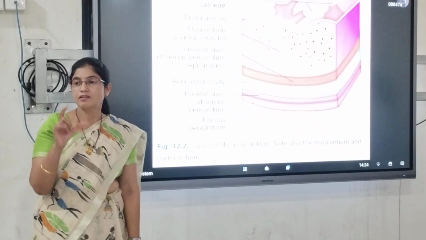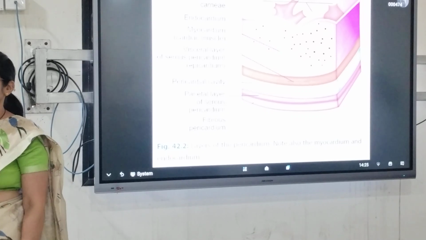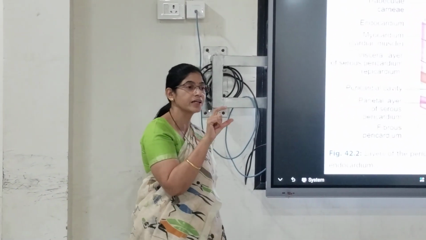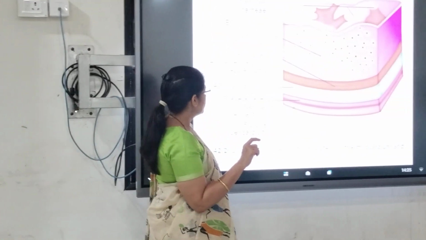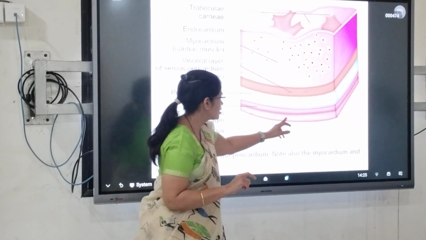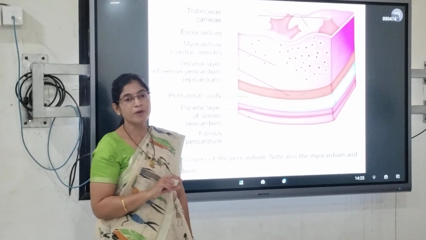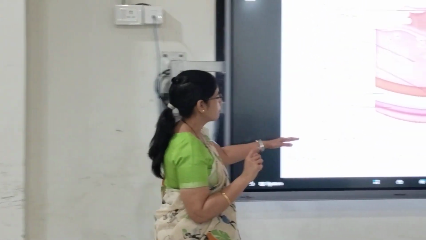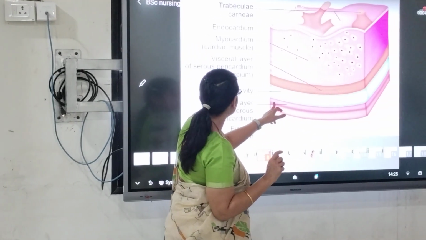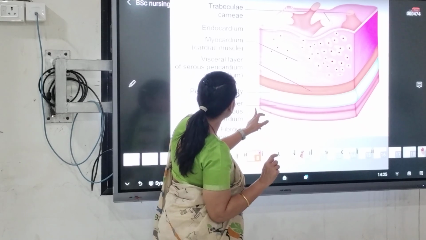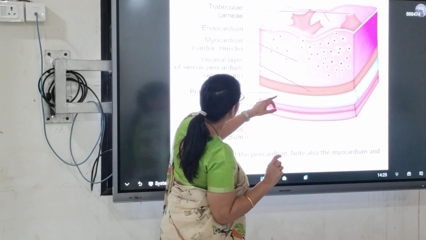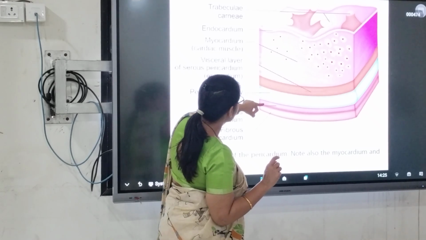So this is some anatomical part, where you will see the cardiac muscle. It has three linings. The outer lining is the pericardium. The parietal layer of the serous pericardium and the visceral layer of the pericardium are there.